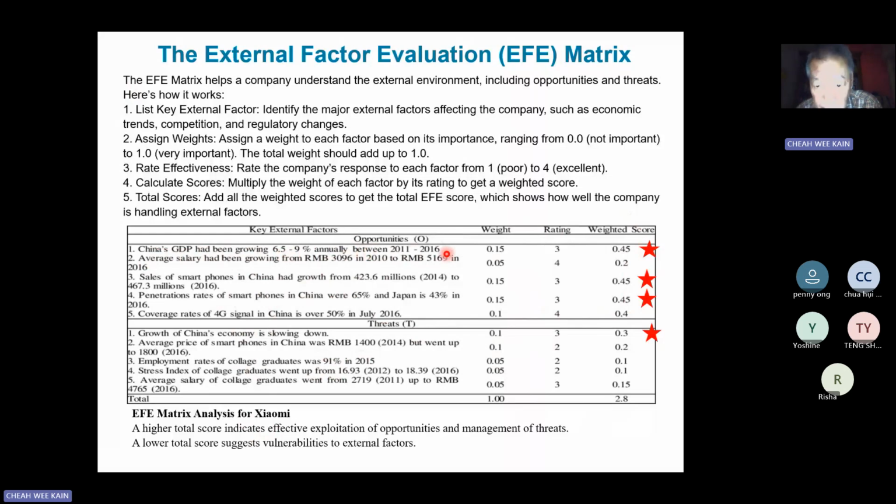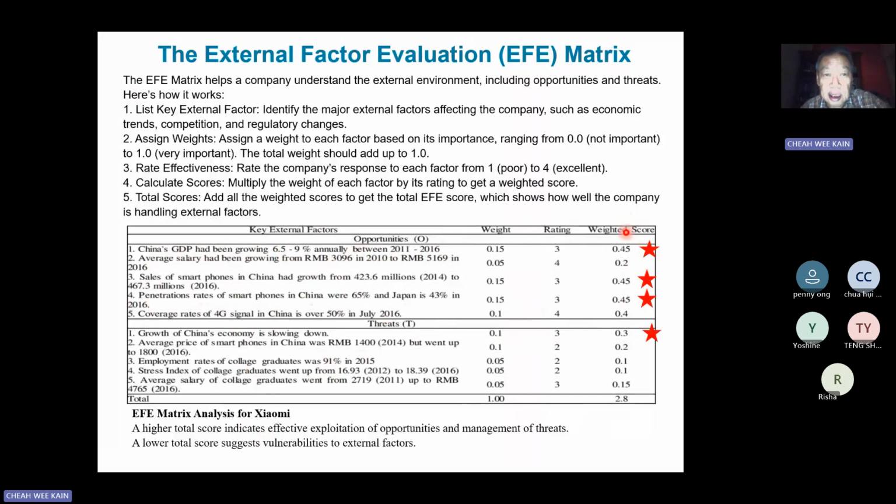So in the future, maybe it will carry on growing, so people got more money to buy the handphone. Sales of smartphones have grown. And then maybe the penetration rate of smartphones is very high. We can still go from 65 maybe to 85 or 90. So these are all good opportunities, right?